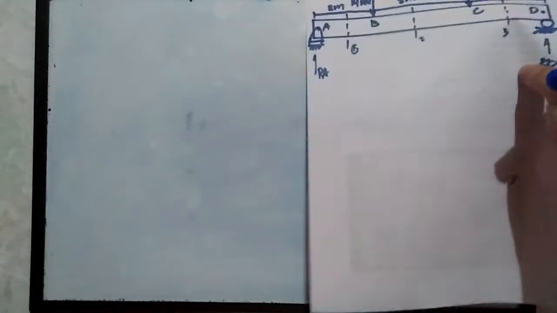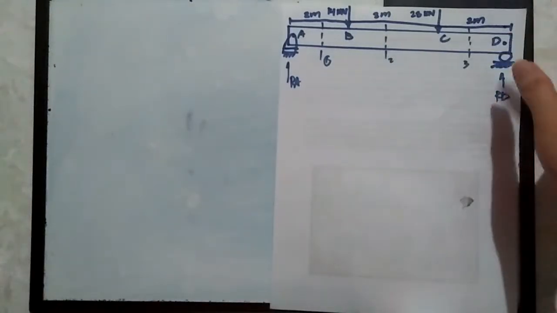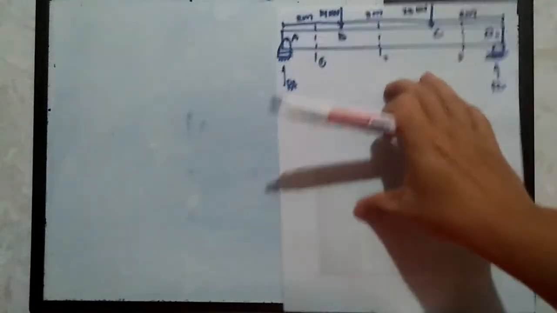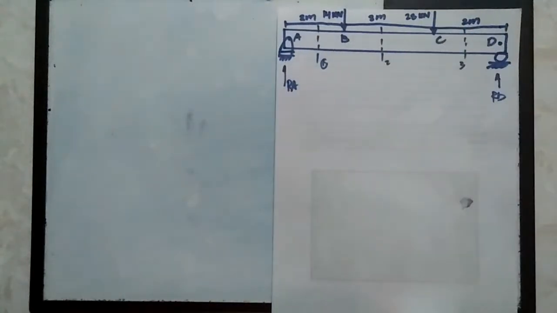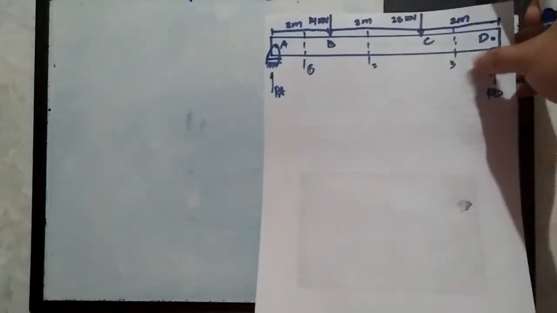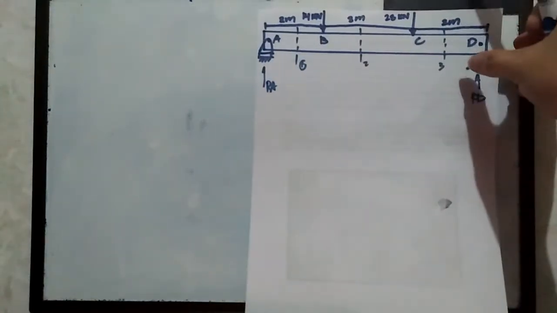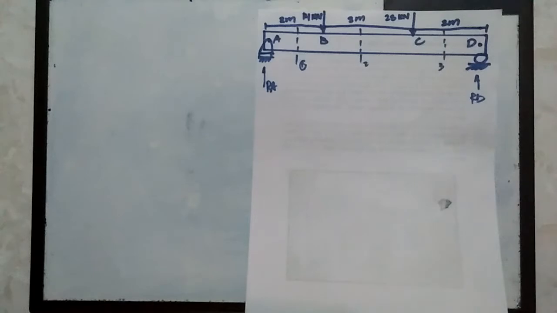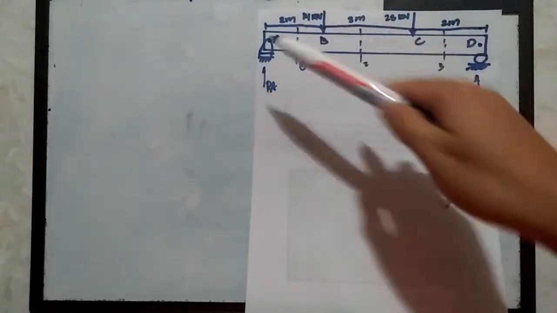For the reactions, we just need to do the summation of moments. It depends on where you are comfortable starting. I can go with A or I can go with D. For this case, I'm going to start at A so that I can solve for R sub D. So let's do that.